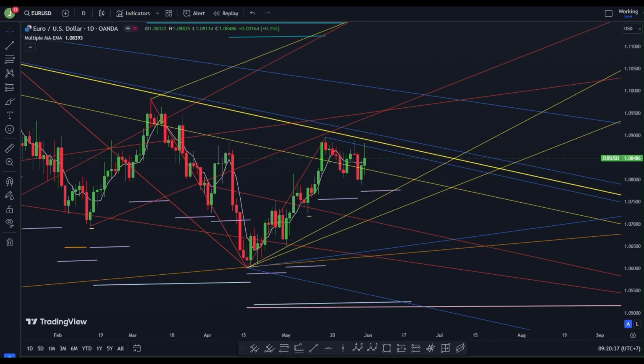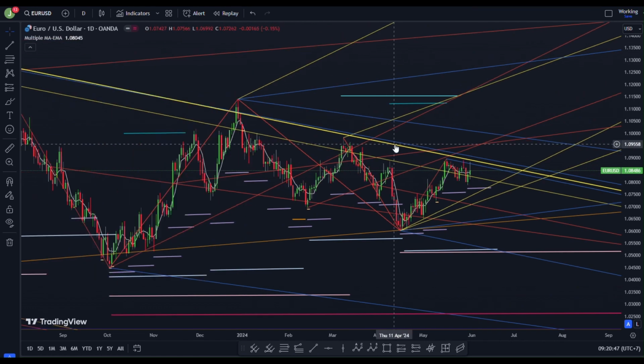This is the EURUSD daily chart, and just like the US dollar is currently grinding along dynamic support, the EURUSD is grinding along dynamic resistance.